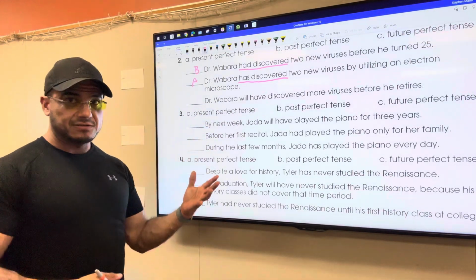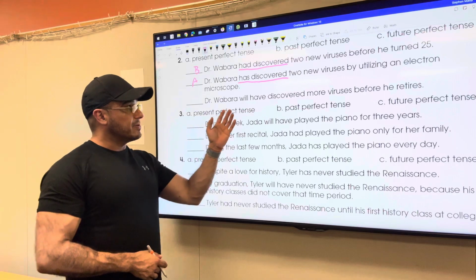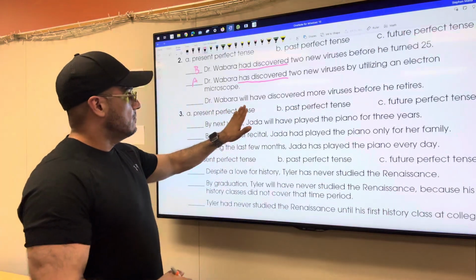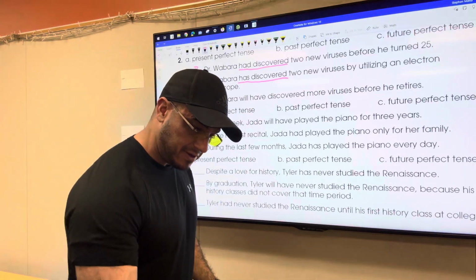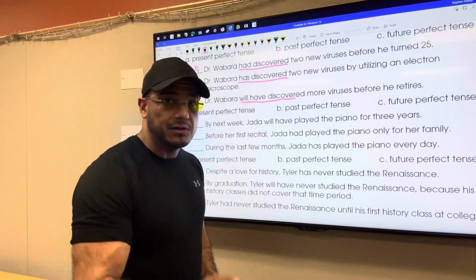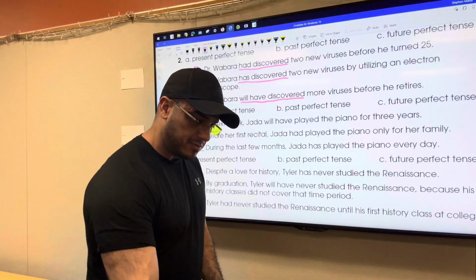Last one, by process of elimination, I'm sure you can figure it out, but Dr. Wabara will have discovered more viruses when he retires. Will have. It hasn't happened yet. Will have what? What's the past participle? Discovered. Don't forget to include that. It's a part of the formula. That would be your future perfect.